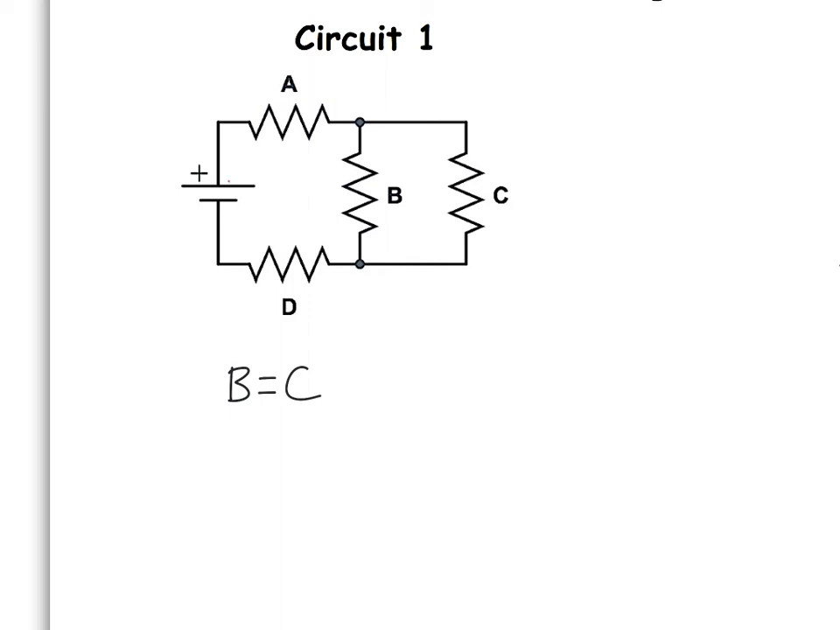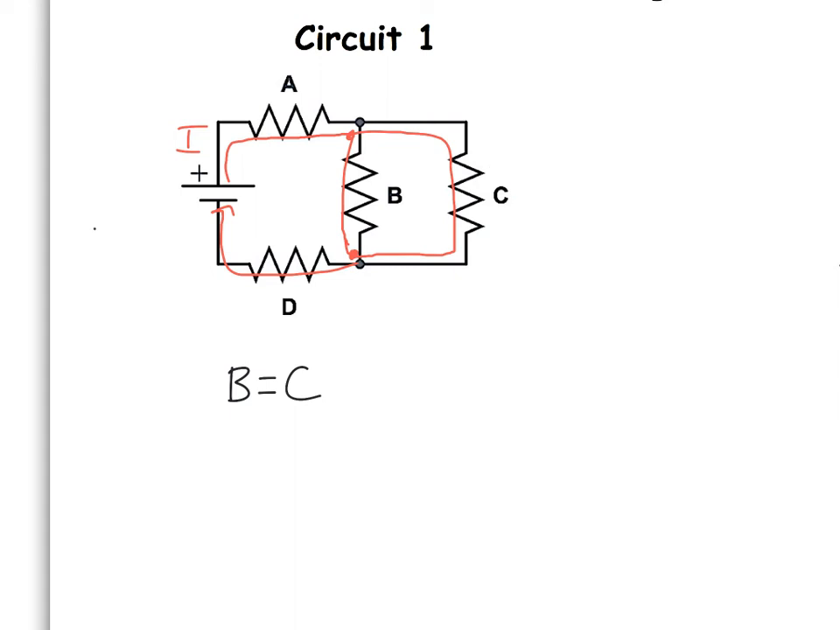So whatever current leaves the battery here is going to flow through A. It's then going to get to this junction and split. Some will go through B. Some will go through C before it comes back together here at this junction, and all of it flows through D. Alright, so that means that both A and D get the full current of the battery, but that current is split amongst B and C.